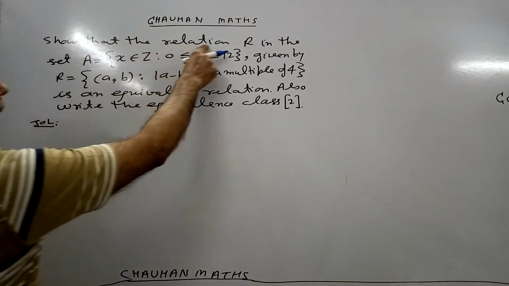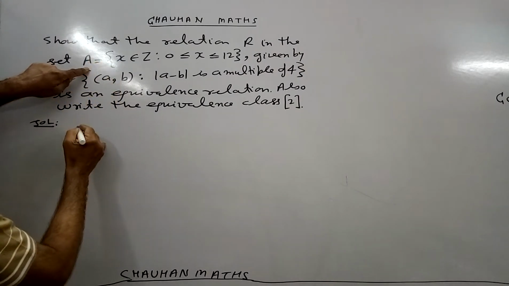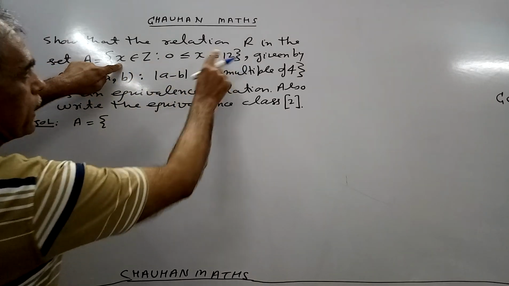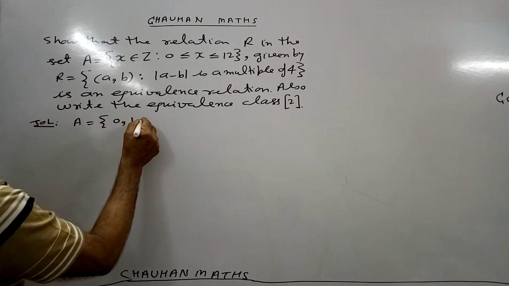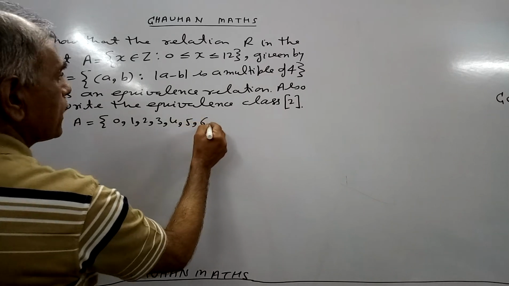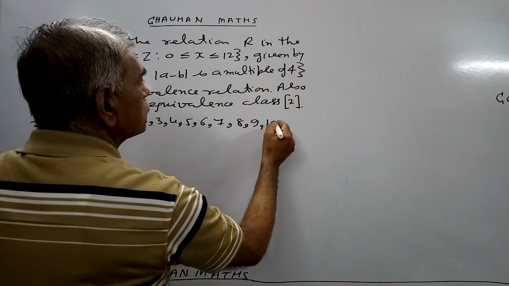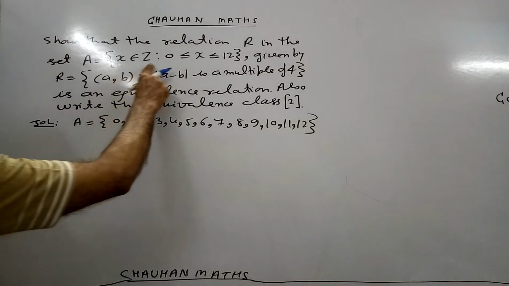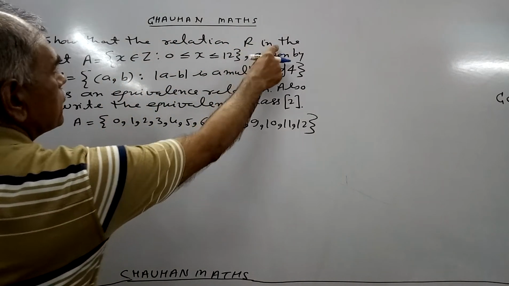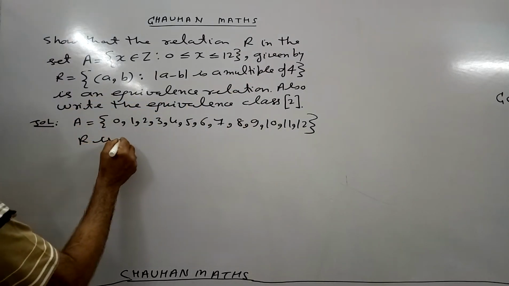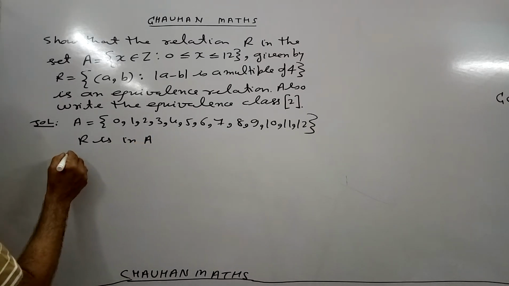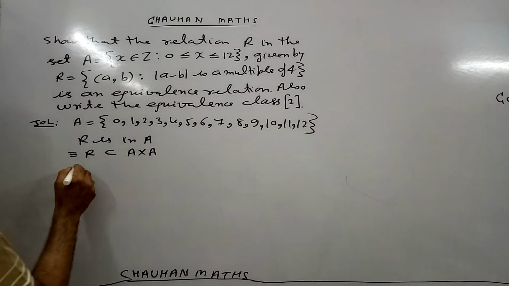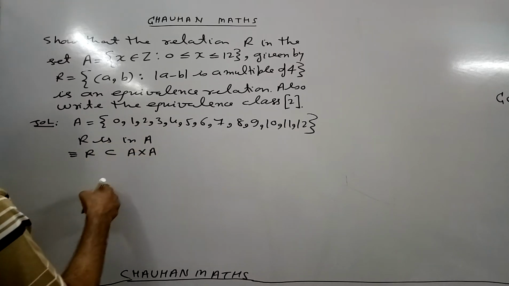First of all, show that the relation R in the set A. What is this set A? Set A is {x where x is an integer and lying between 0 and 12}. So set A is actually 0, 1, 2, 3, 4, 5, 6, 7, 8, 9, 10, 11 up to 12. We have written all the elements. This is the set A. The relation R is in the set A. R is in A means R is a subset of A cross A.